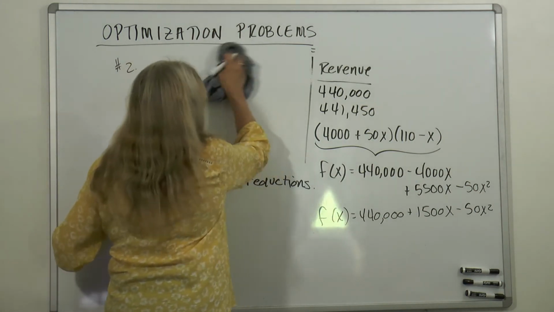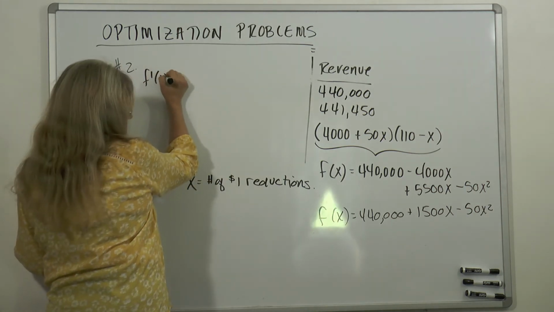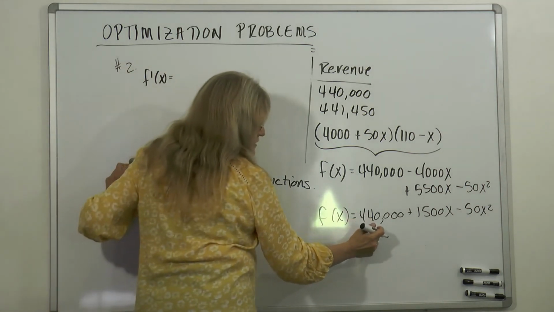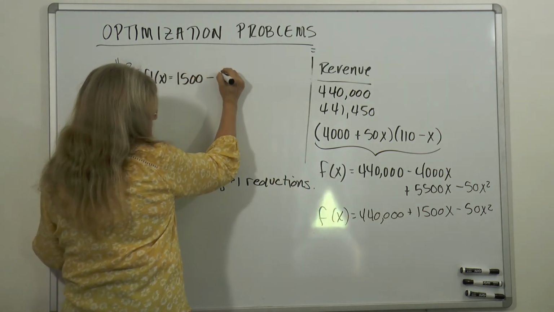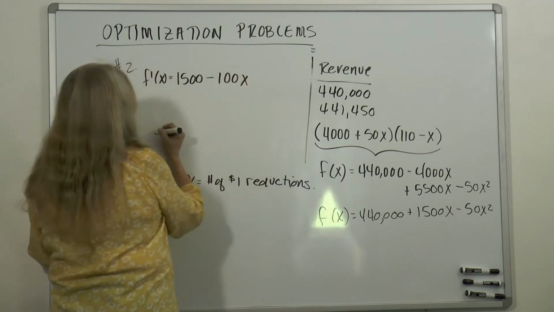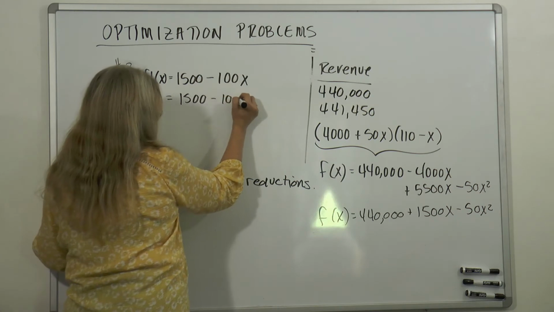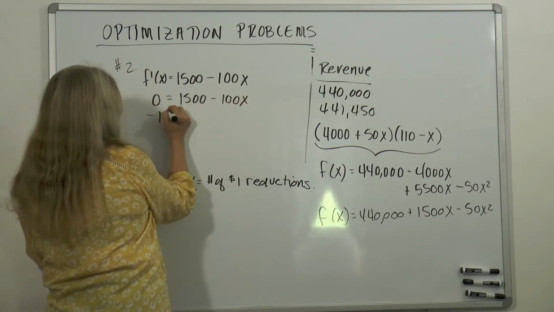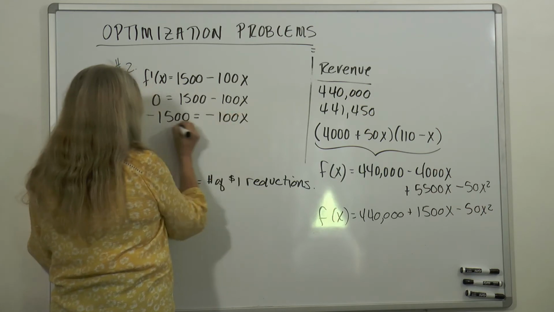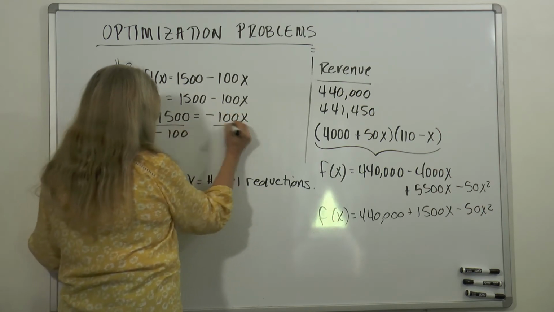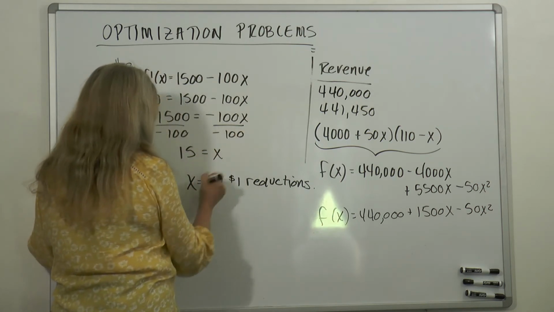Okay, so now I'll take the derivative and set it equal to 0. So f prime of x is going to be, derivative of a constant is 0. It's going to be 1,500 minus 100x. Now we set that equal to 0. So negative 1,500 equals negative 100x. So divide both sides by negative 100, and you get 15 equals x.